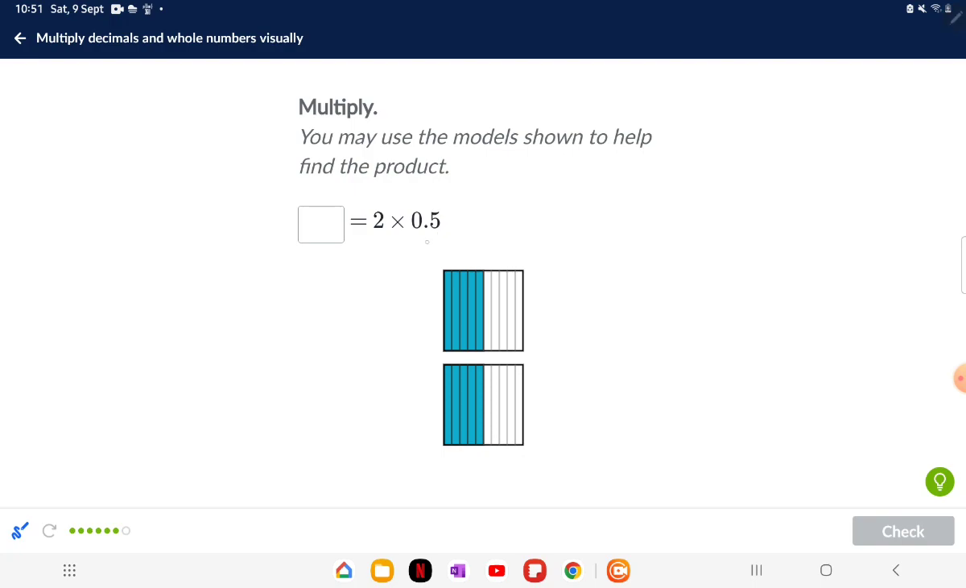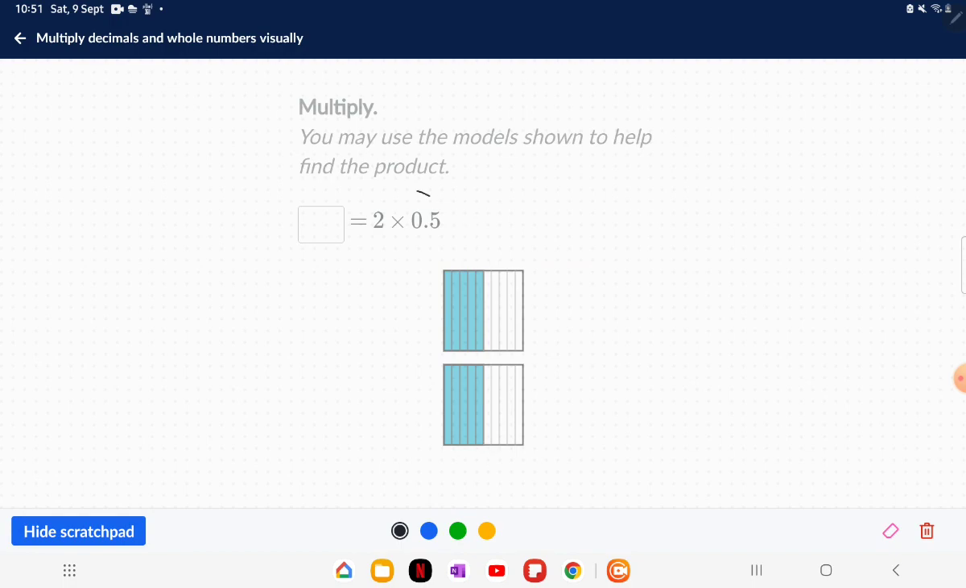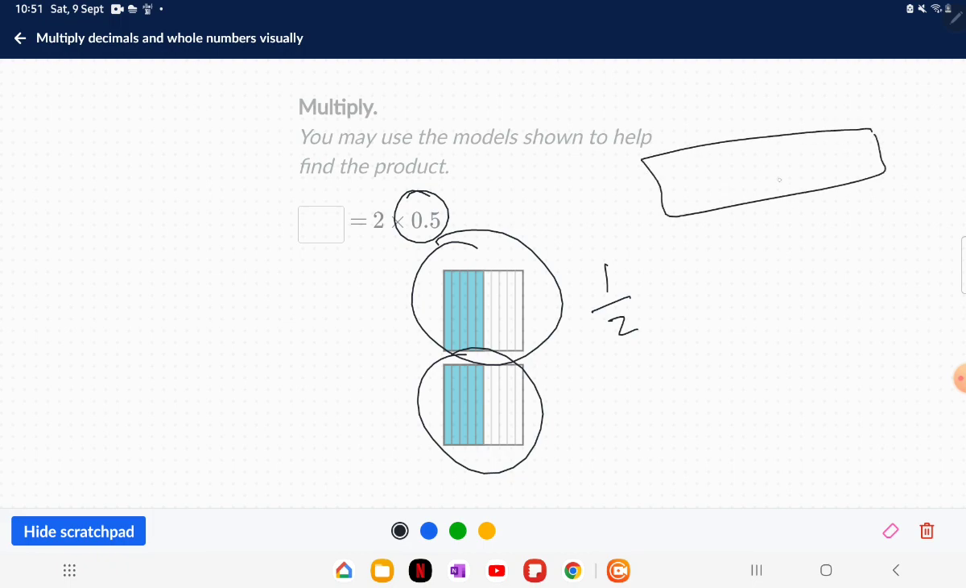Now, you may use the model shown to help find the product. We're trying to find out what is 2 multiplied by 0.5. So what is 0.5? If you look at this one, it is 0.5, and 0.5 is half of the square. So what do we have when we have two halves? Imagine a Kit Kat, and if you have two halves separately and you could join them together, this is one half, this is one half, and in decimal form this is 0.5, this is 0.5. You bring them together, it becomes one whole Kit Kat.